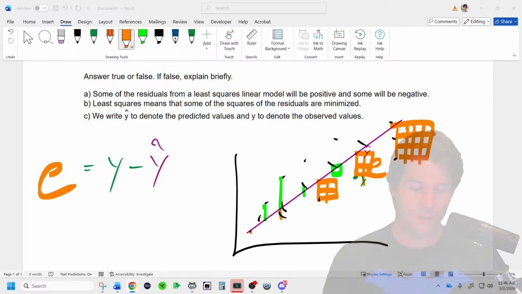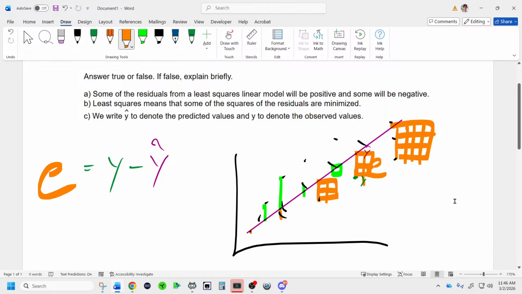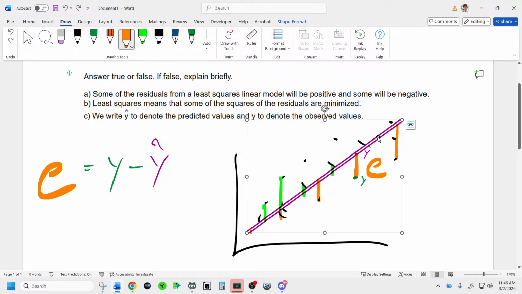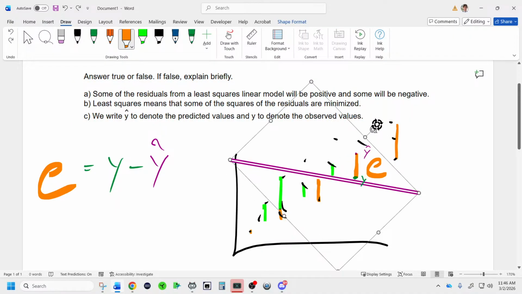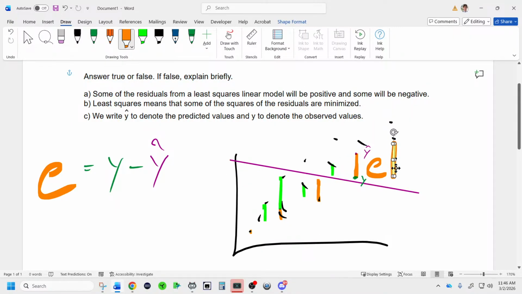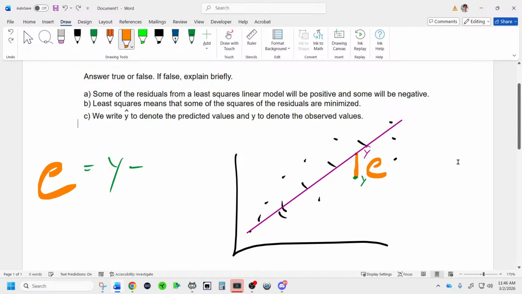So we call this the least squares line. This line right here makes the least squares, because if you were to change the line and draw a different line, then the square is going to be much larger. So now it's worse.